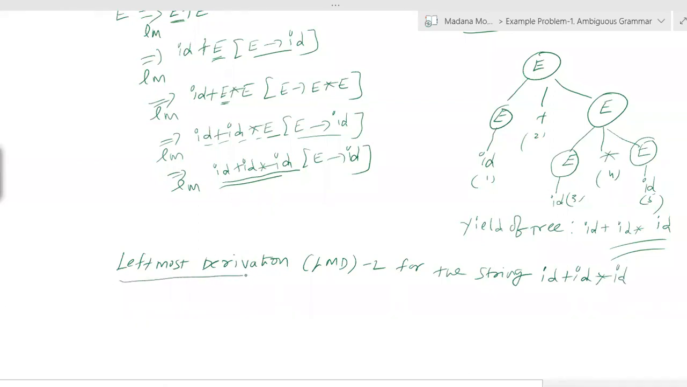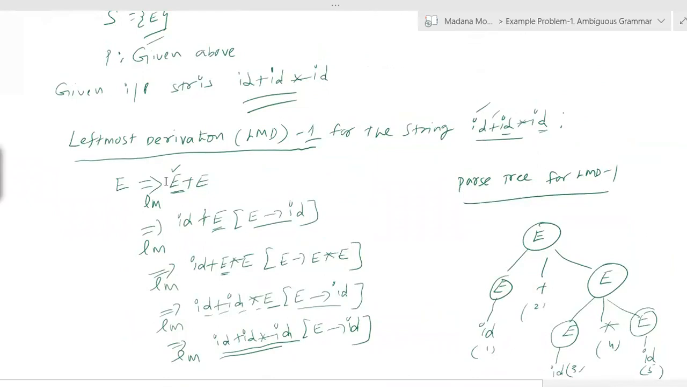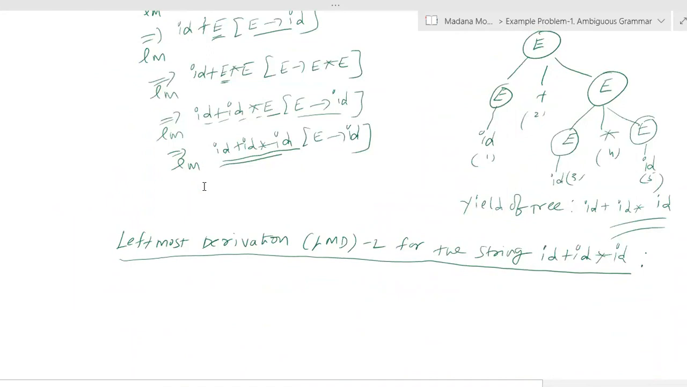Leftmost derivation 2 means you can start with a different production than the previously taken production. Previously here we have taken E plus E. Now what is the other alternative production useful to derive the string? That is the multiplication production. Now you can take E derives E into E. Previously we have taken E derives E plus E. Again the same leftmost derivation. Here two variables are there.